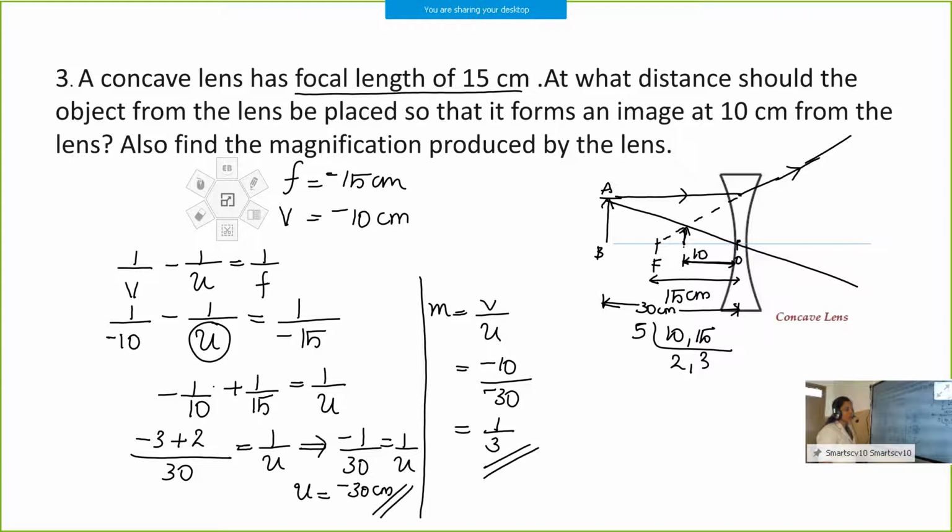If magnification is positive, what is the nature of the image? It is virtual and erect. As you know, a concave lens always forms a virtual and erect image. Is it clear? Finish writing all of you. We define magnification. What is the 1 by 3 value? Approximately 0.33 you will get. Even if you write it as 1 by 3, it's okay. No need to find out the value. So shall we move on to the next question?